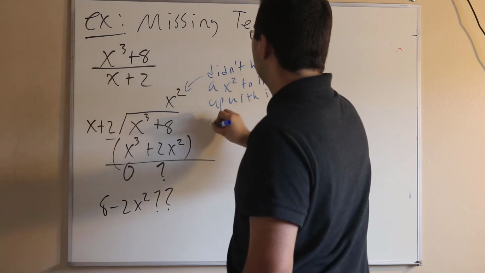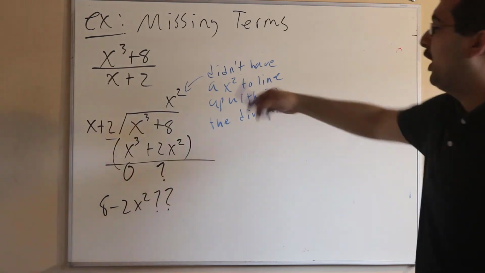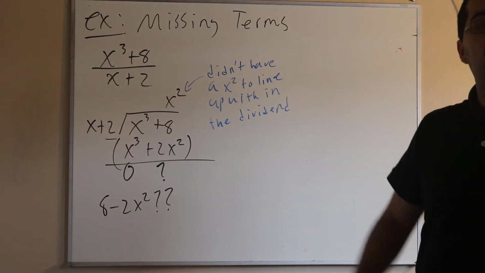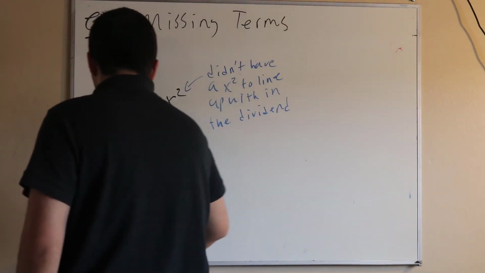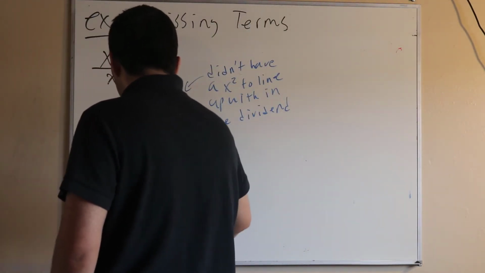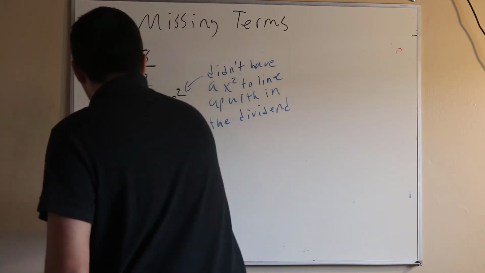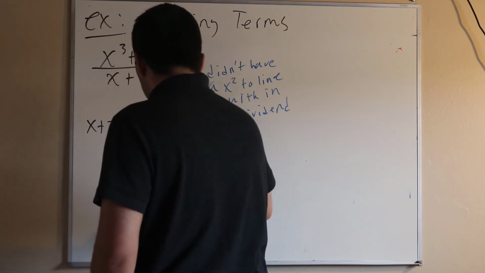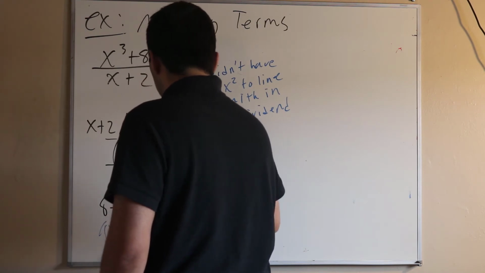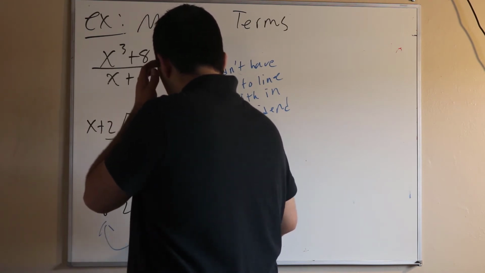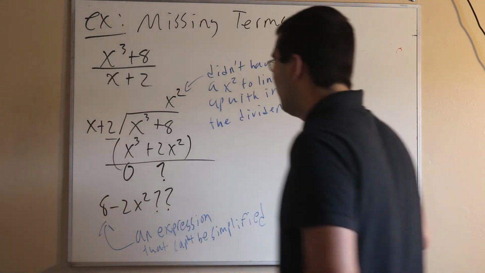In the dividend. Right, so that first huh moment was, I went to line up my x squared I multiplied by with the x squared in the dividend, but there wasn't one. And then the next huh moment was, I needed to subtract, or I have an expression that can't be simplified.